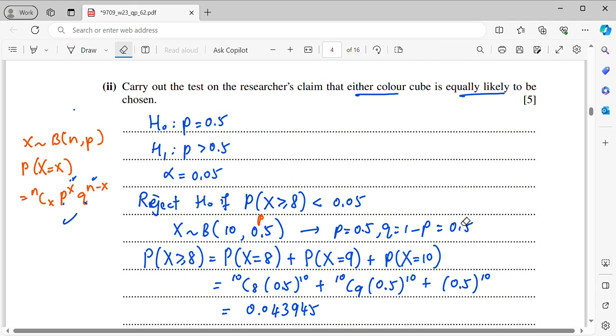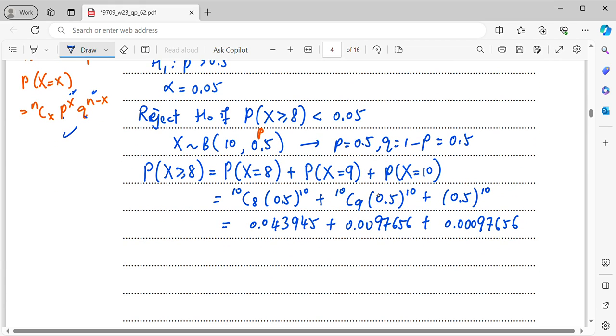So the first value is going to be 0.043945, and then the second value is 0.0097656, and then the last value is going to be 0.000097656. So when you add up these three values, you will be getting 0.0547. And then we know that this is greater than 0.05.